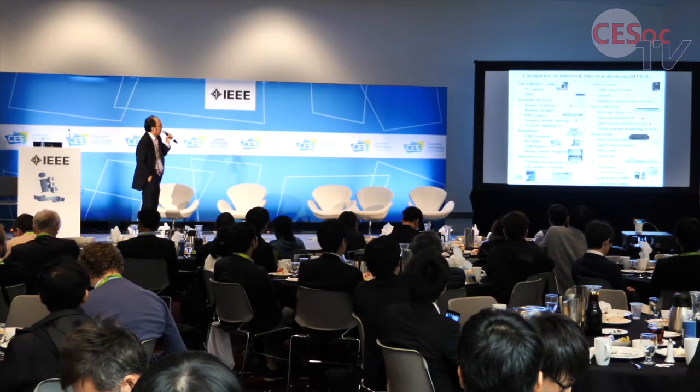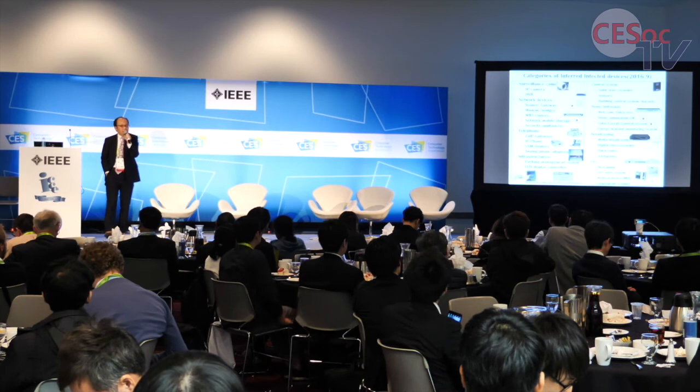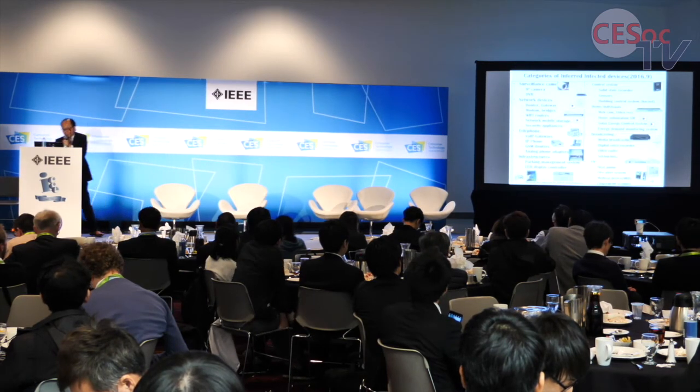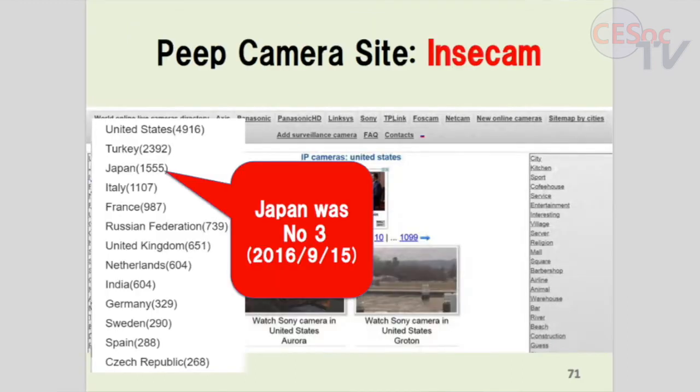And surprisingly, you can recognize on the right side, two lines from the bottom, that medical devices, MRI, are also infected. This is the case of China. Infected devices in Japan are increasing, starting from mid 2016.